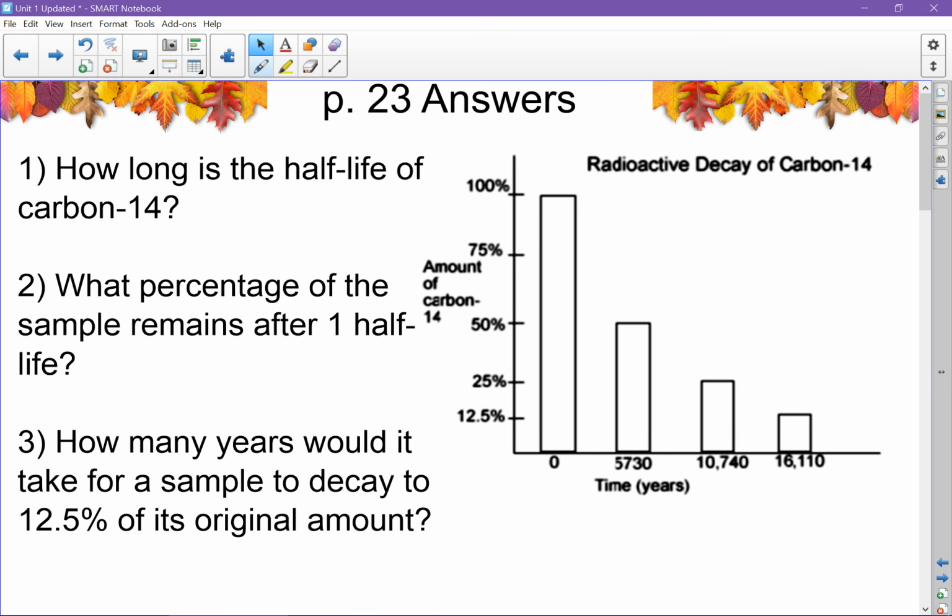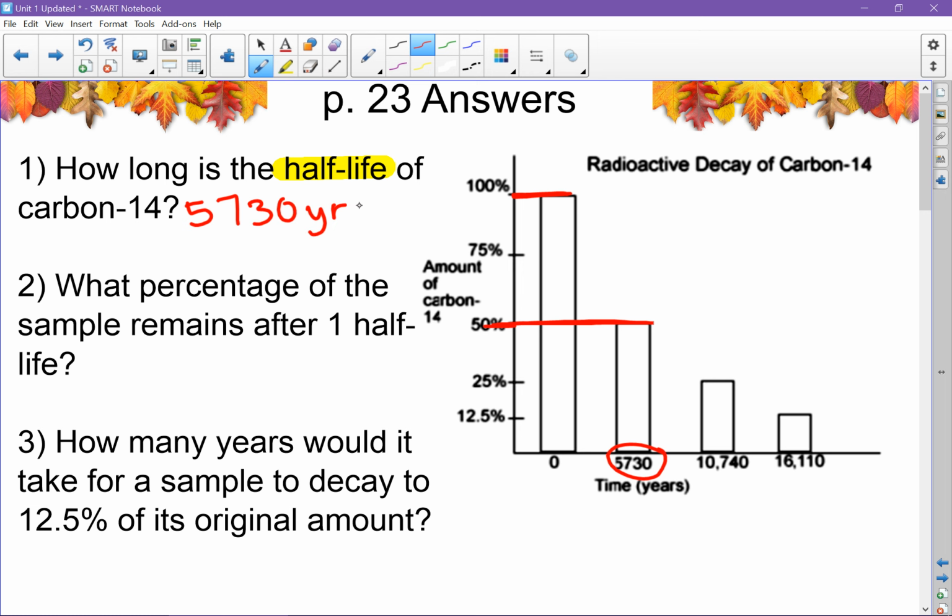Okay, so question number 1 is using the graph. The question says, what is the half-life? Remember, half-life means time until you get half. So if you look at this graph, I start off with 100%. Half of 100% is 50. So the time when I have 50% is this much time. So that answer, straight off the graph, is 5730 years.